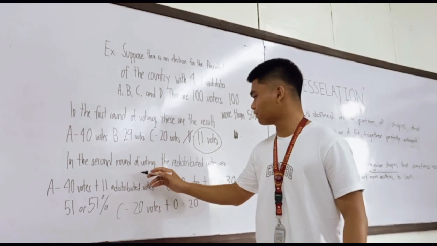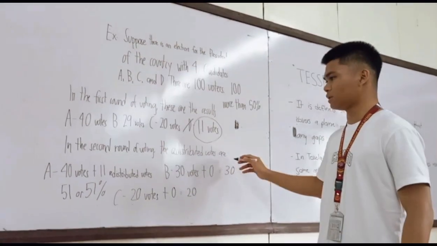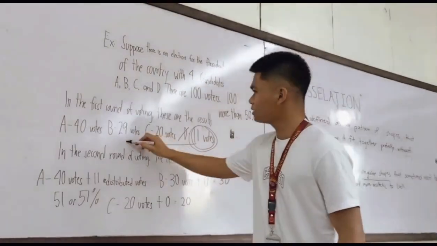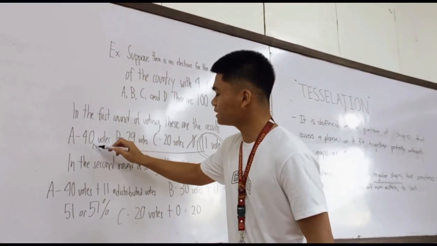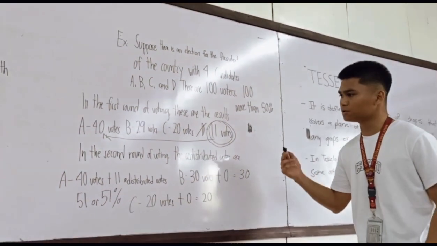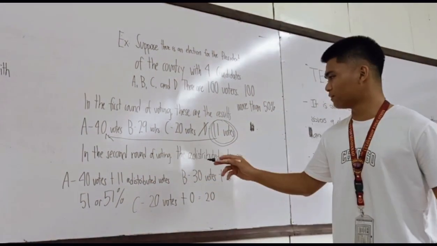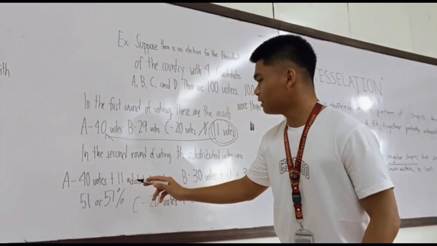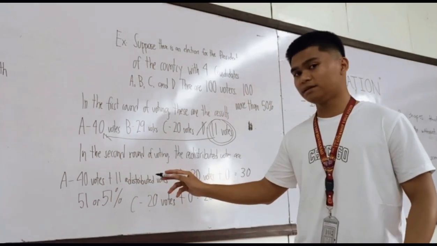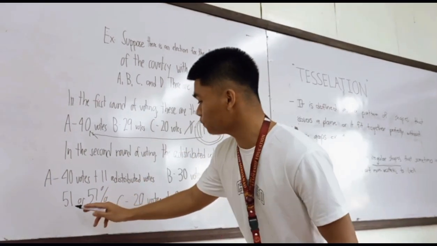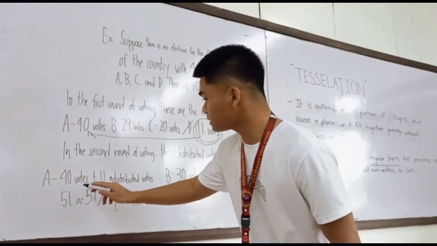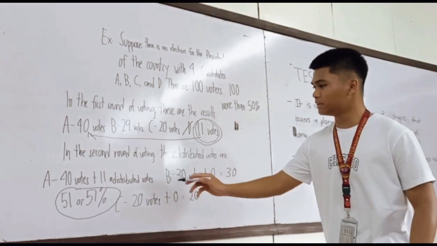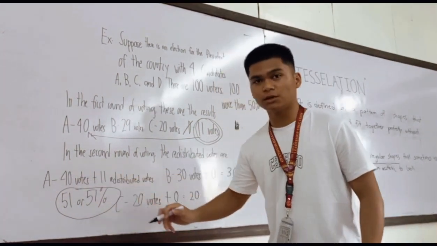So here, in the second round of voting, the redistributed votes are, let's say these voters transfer to here. They pick candidate A as their second choice. And now, in the second round of voting, these are the results. Candidate A, 40 votes plus 11 redistributed votes, is equal to 51%. And that is considered more than the majority of the votes. Now, candidate A is considered the winner.